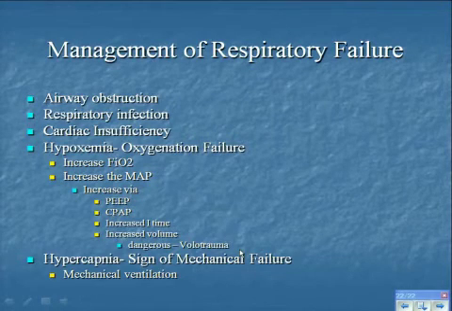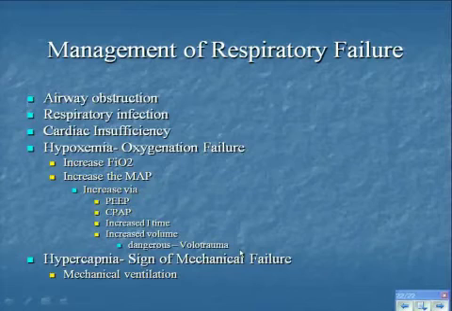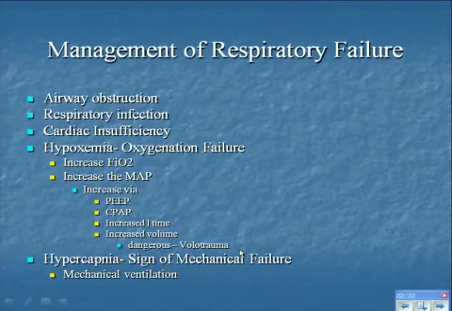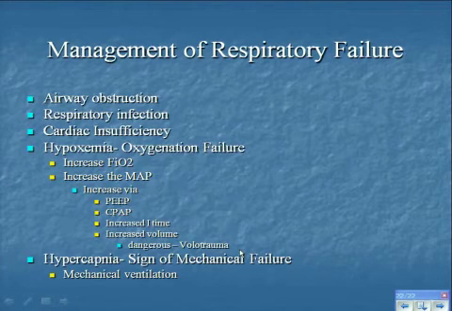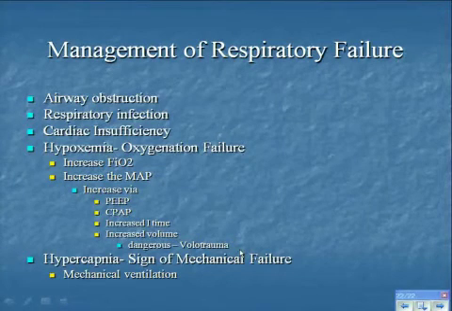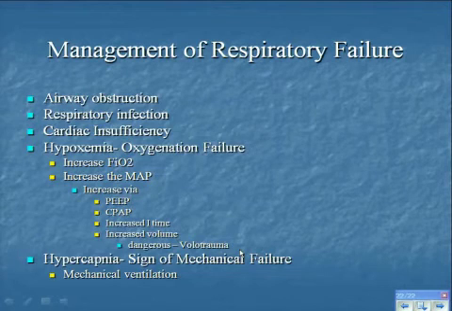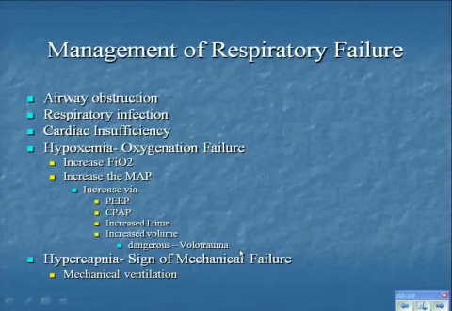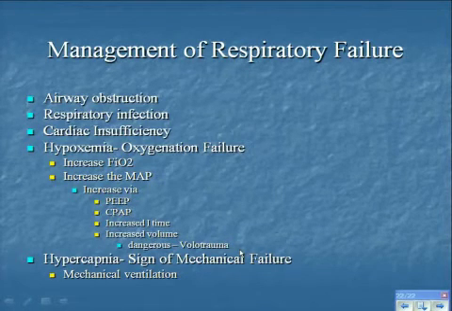Okay? Hypercapnia is basically a sign of mechanical failure, and that usually requires mechanical ventilation. These are the people that do need to be intubated and then put on a machine to help them breathe. Okay? Sometimes, if you start getting hypercapnia that's early, you can use an assisted mode and get them out of trouble. Okay? Things like BiPAP, PSV sometimes will work enough to get them out of trouble.